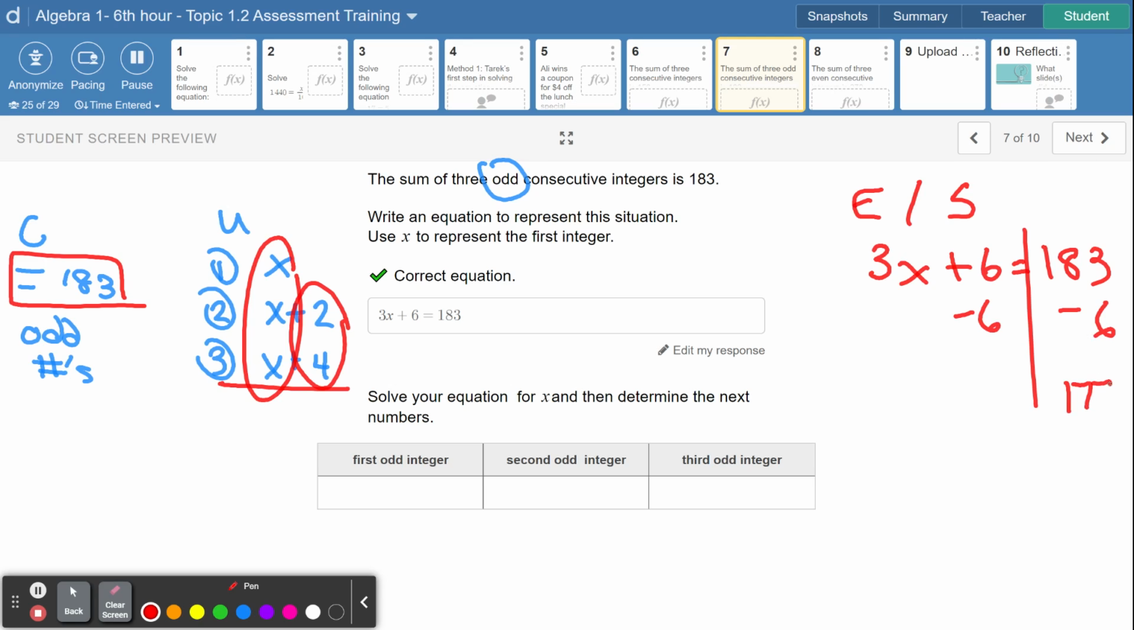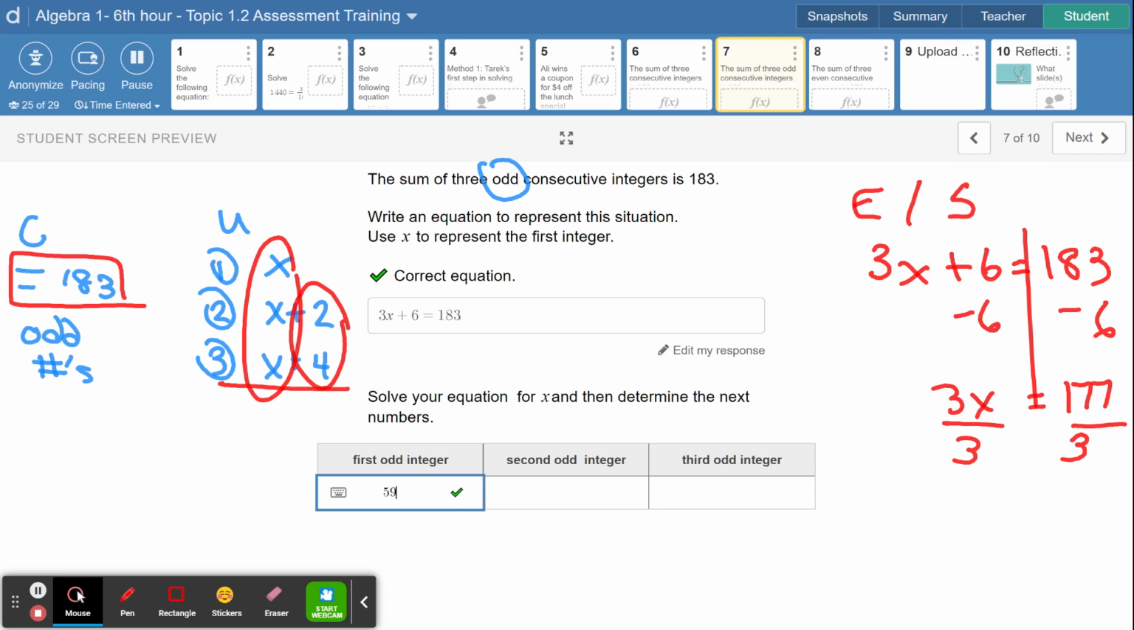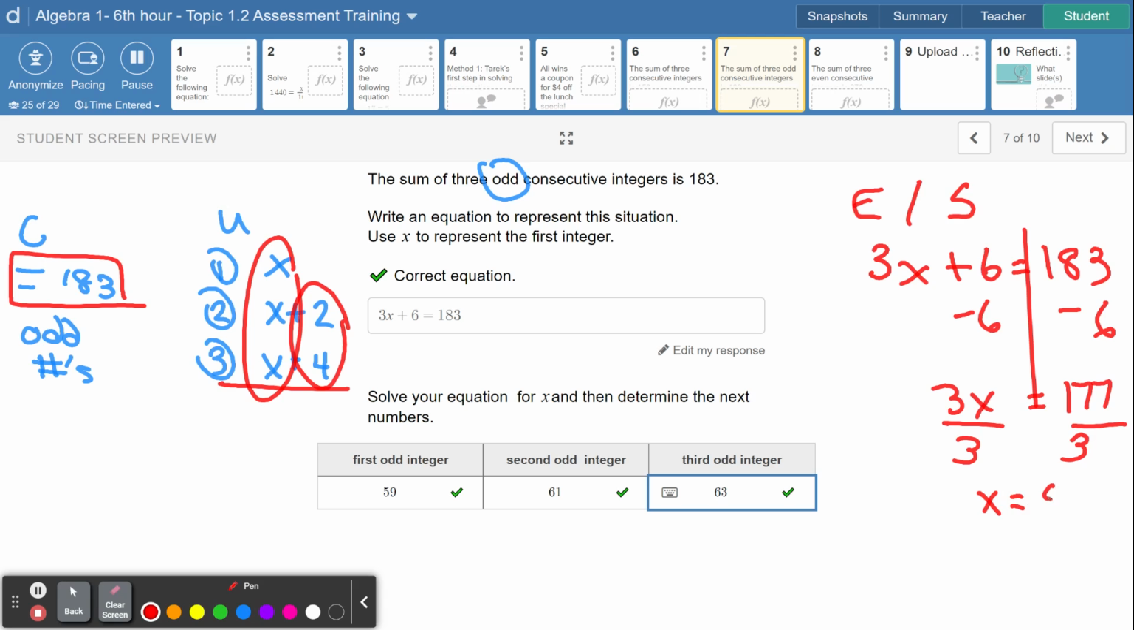Going to get 177. Now if we divide that by 3, we should be getting an odd number, which we do. We get 59. Now the next odd number is going to be 61 because we're adding 2. Add another 2, going to get 63. So our X is 59. X plus 2, which is our second number, is 61. Then X plus 4 equals 63.